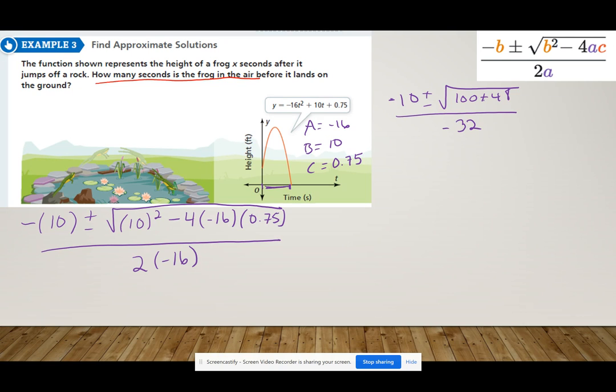Okay, so let's simplify the radical. So we have negative 10 plus or minus the square root. 100 plus 48 is 148 over negative 32. Okay. So the square root of 148 is not a perfect square. So if I go ahead and put it in my calculator, I get 12.165. So I'm going to round that to 12.17. So I have negative 10 plus or minus 12.17 over negative 32.